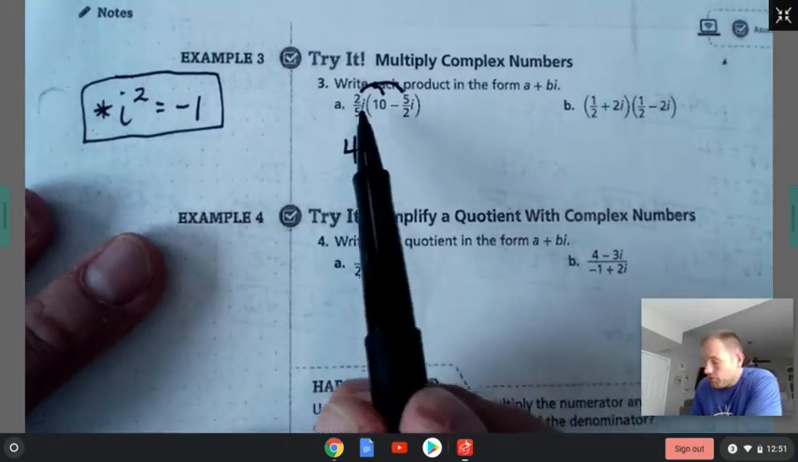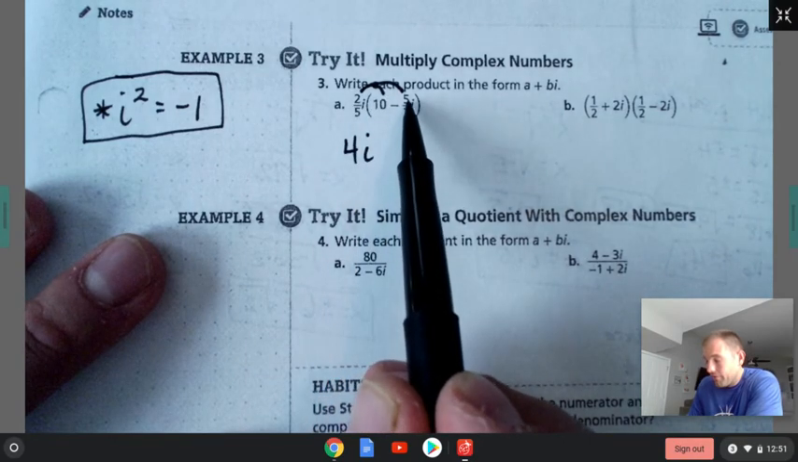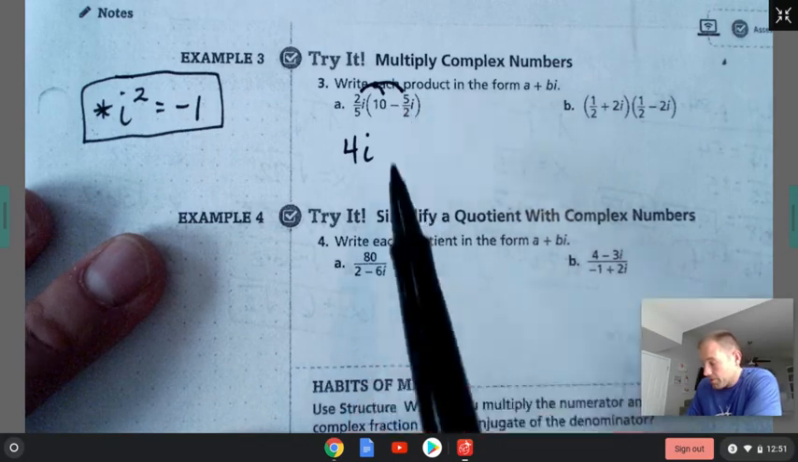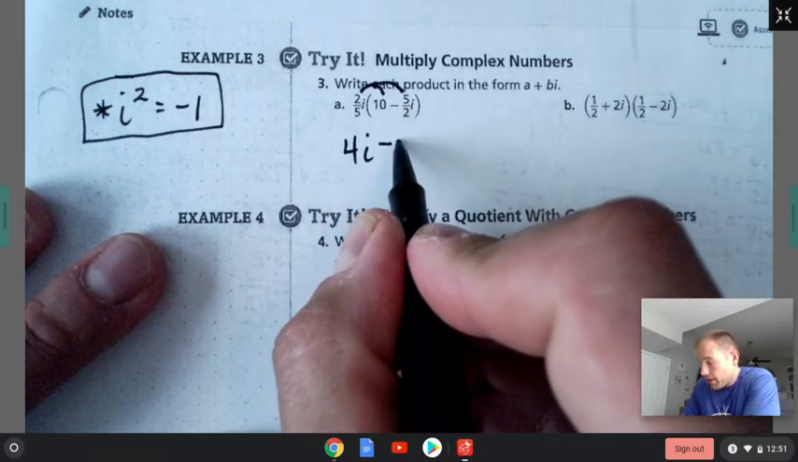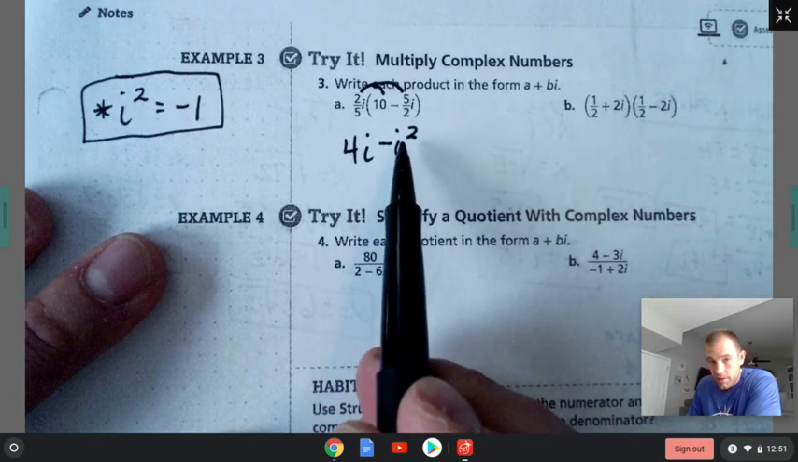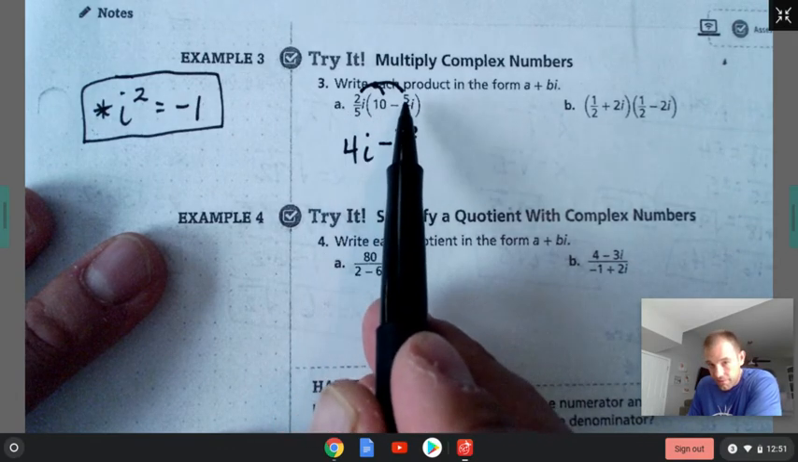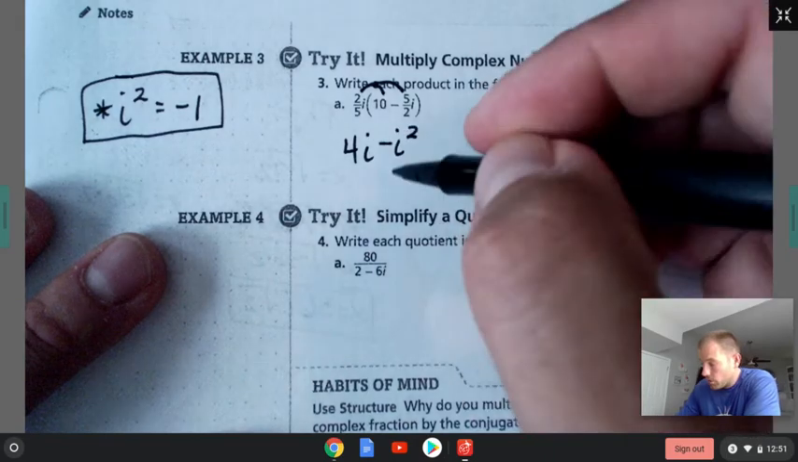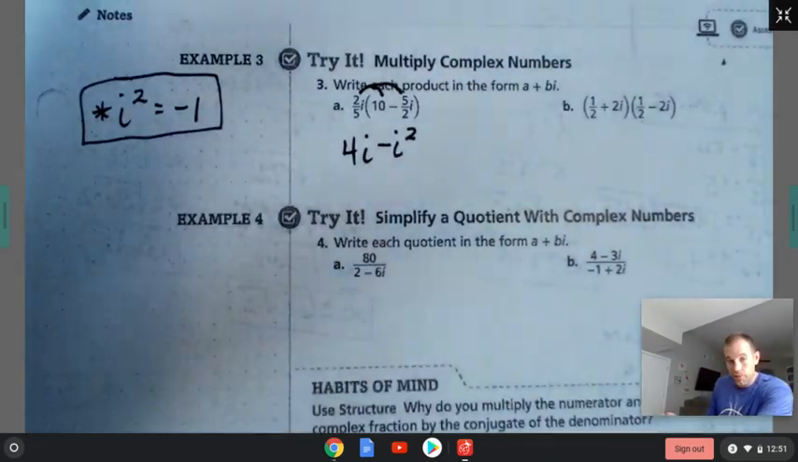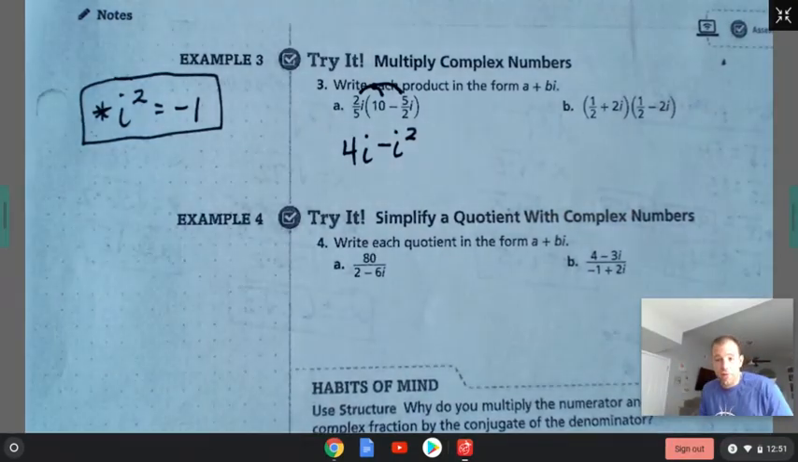If you did 2/5 i times negative 5/2 i, so 2/5 times 5/2 would give you negative i squared, because i times i is i squared, and 2/5 times 5/2 is just 1. So there's always a 1 in front of this. Okay? So we just distributed. Same thing we've done over and over. And if you don't like fractions, just let your calculator help you out.